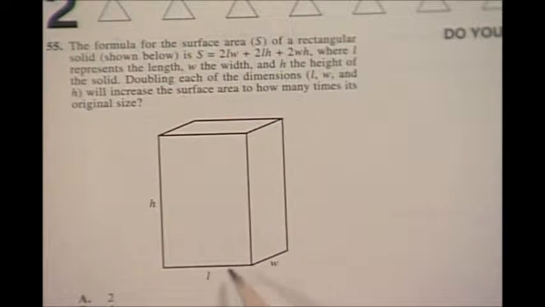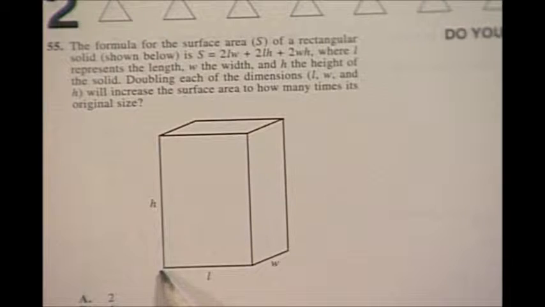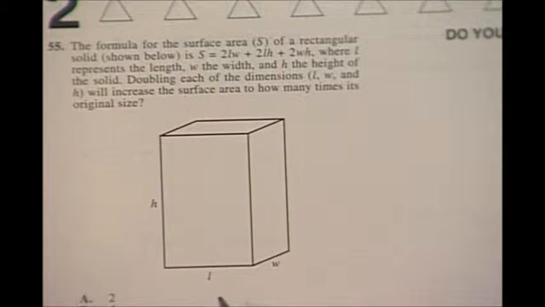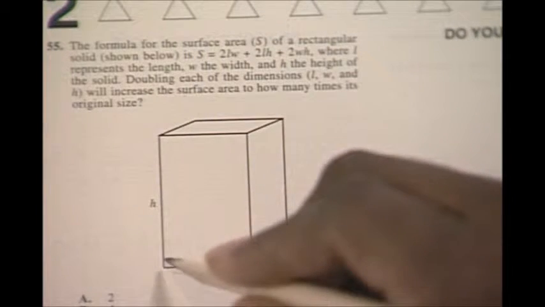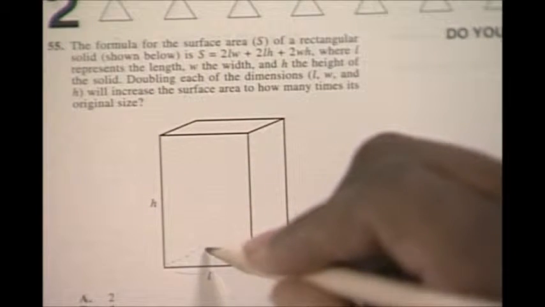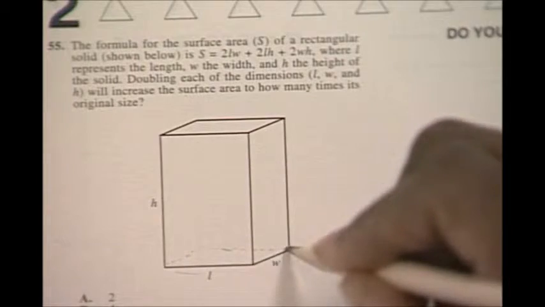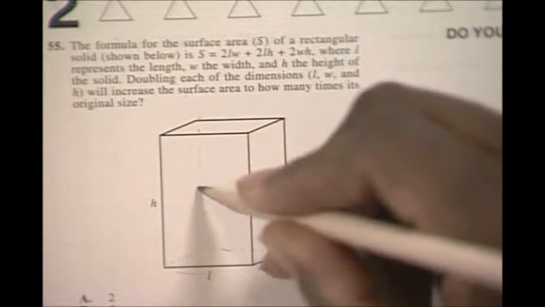You've got a length and you've got a width of the bottom of this shape. The area of the bottom of this shape is a rectangle. The formula for a rectangle is length times width. I don't like to write in books, but I'll make it very light, and then I'll erase it right away.